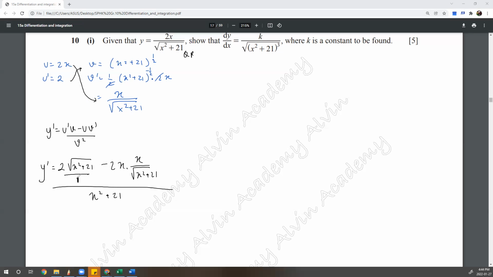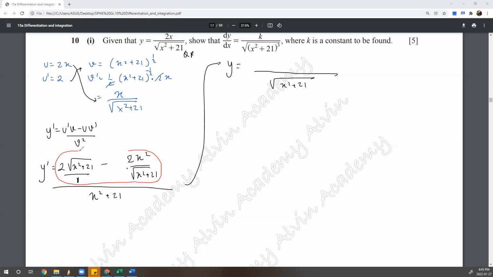If this is over 1, you need to make the denominator equal. I can put 2x times x equals 2x squared. Right? It's simpler to see. And y equals over square root of x squared plus 21. Right? This one. Look at what I circled. I am doing this first.